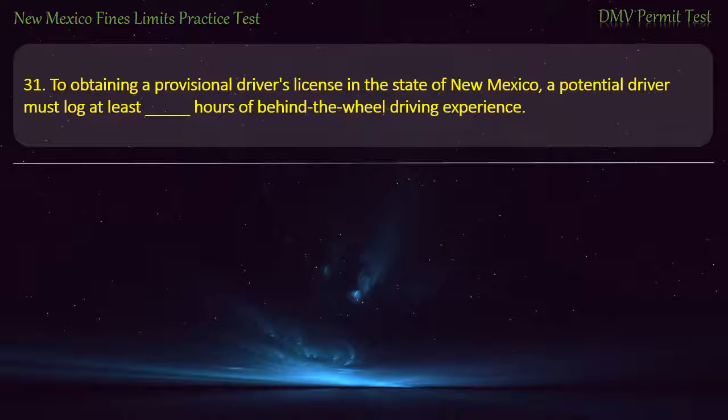Question 31. To obtain a provisional driver's license in the state of New Mexico, a potential driver must log at least hours of behind-the-wheel driving experience. 50, 40, 60, 20. Answer. 50.